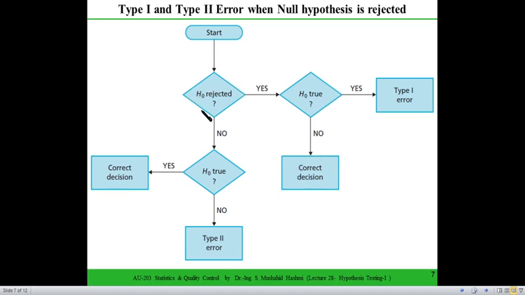Or if your null hypothesis is not rejected, and the null hypothesis is true, and you haven't rejected it, it means you made a correct decision. Or if your H naught was not true, meaning H naught is false, and you failed to reject H naught, then you made an error called a type 2 error.